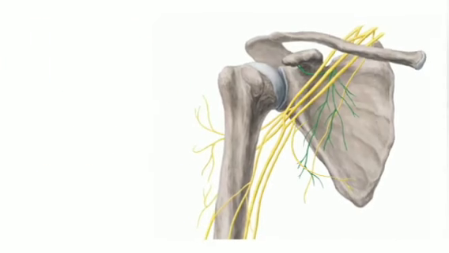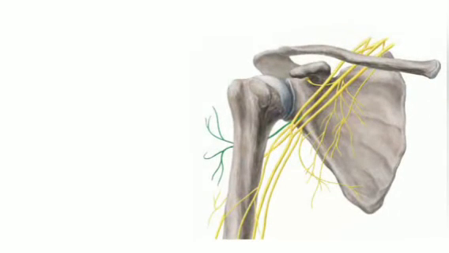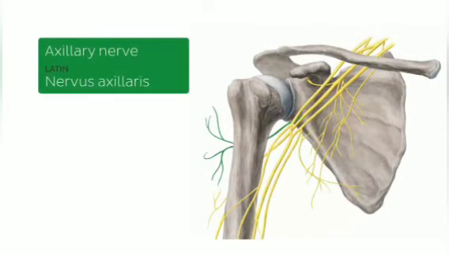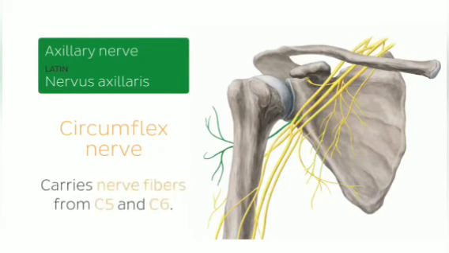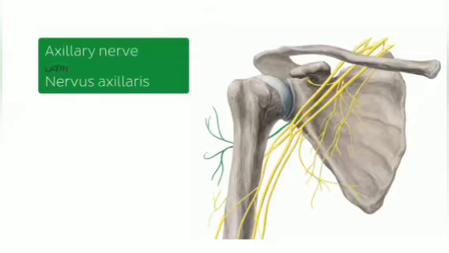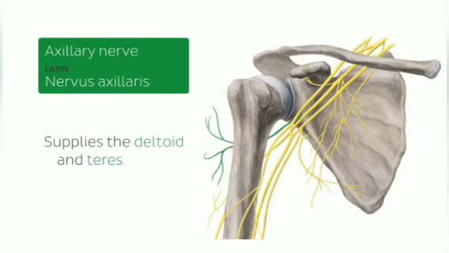The next one on our list is this one that you see highlighted in green, known as the axillary nerve, also known sometimes as the circumflex nerve. This originates from the brachial plexus at the level of the axilla or armpit and carries nerve fibers from C5 and C6. In terms of upper arm innervation, the axillary nerve supplies the deltoid and teres minor muscles.